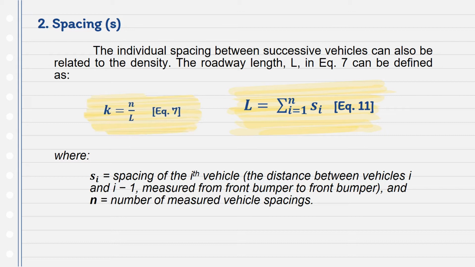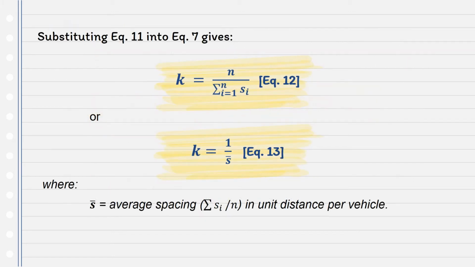of measured vehicle spacings. Substituting equation 11 into equation 7 gives k is equal to n over the summation of i equals 1 to n of S sub i, or k is equal to 1 over S bar, where S bar is the average spacing or the summation of S sub i over n in unit distance per vehicle. This is now the equation for the spacing or space headway.